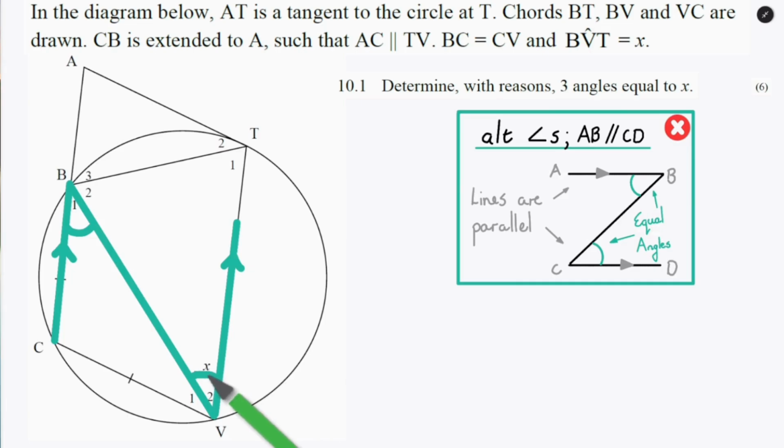So from that, I can draw the conclusion that B1 is also x. So I just state that like this, B1 equals x. And let's modify our reason to suit our needs. Our parallel lines here are TV and let's say BC.